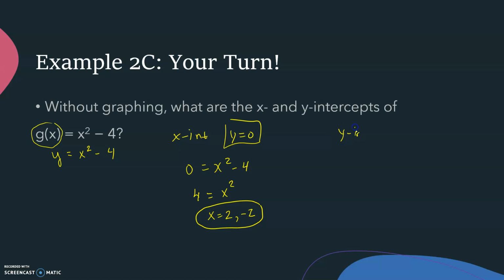And then for the y-intercept, we're going to make x equal to 0, and we don't have to do any algebra. We're just going to do math. So we get y equals 0 squared minus 4. So the y-intercept is going to be negative 4.